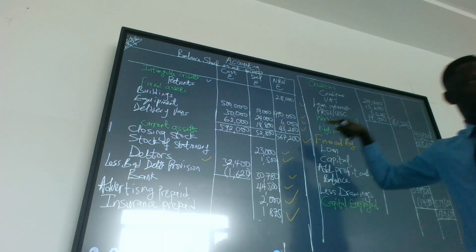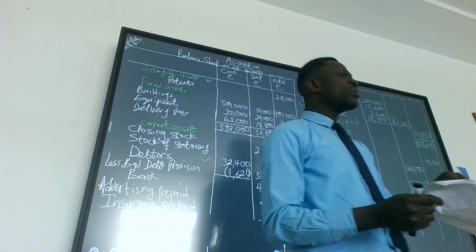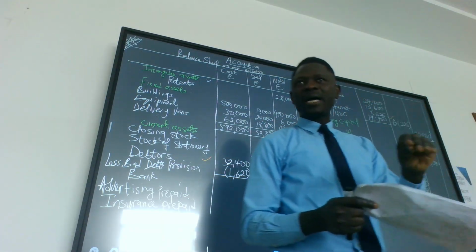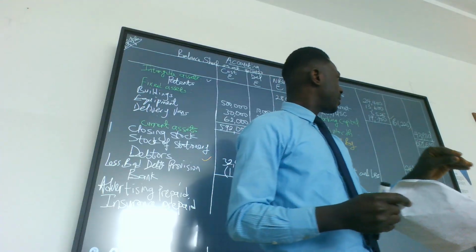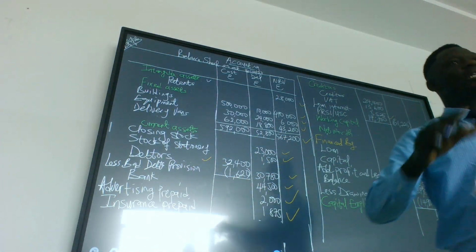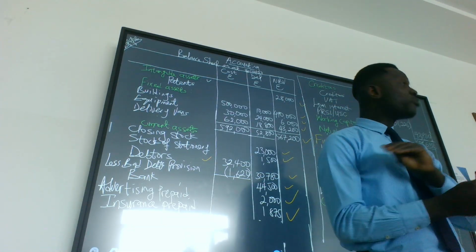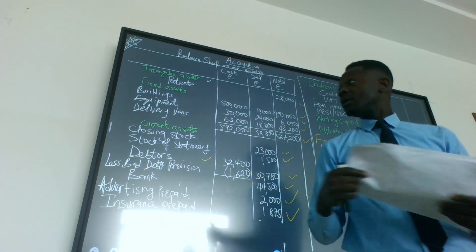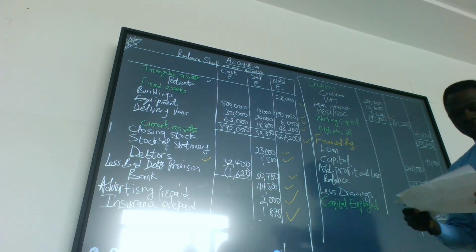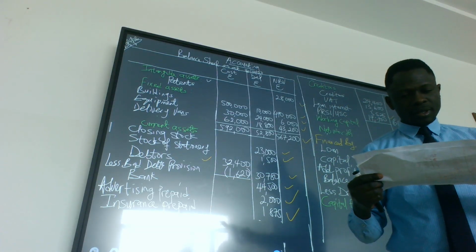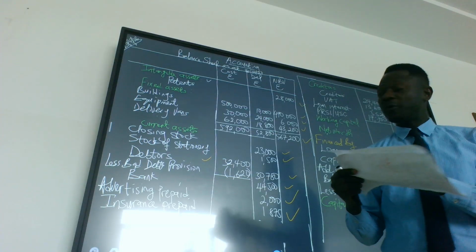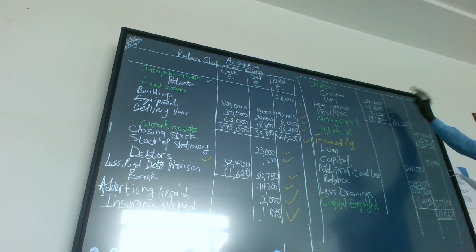Now we have current liabilities. For current liabilities, we're simply talking about debts that we have to pay back within a year. Like I said, these are debts that we have to pay back within a year. So the first one we have is creditors. Go back to your creditors here. Creditors, 24,400. There's no adjustment needed, it's done.